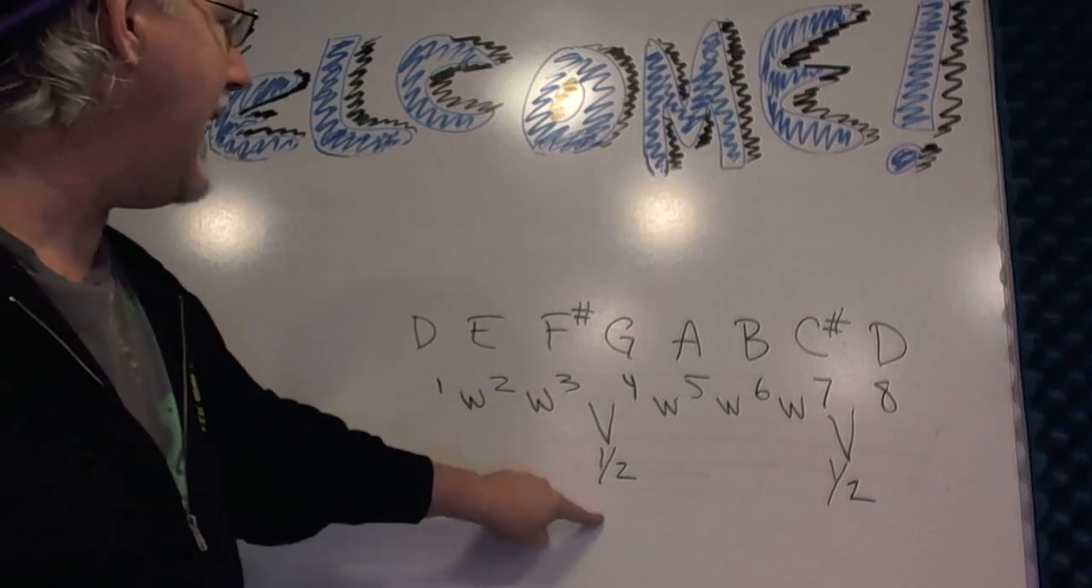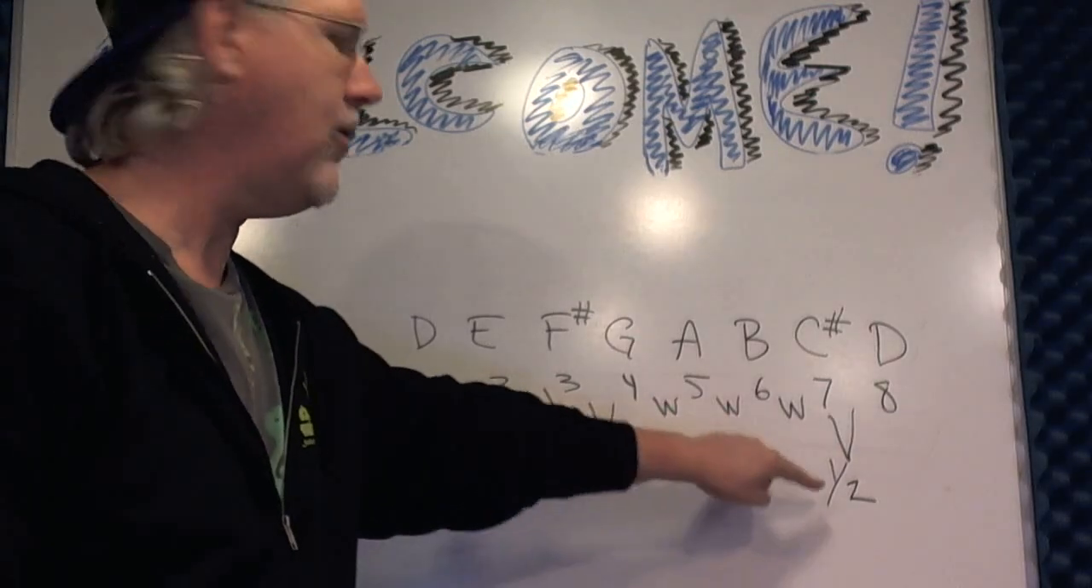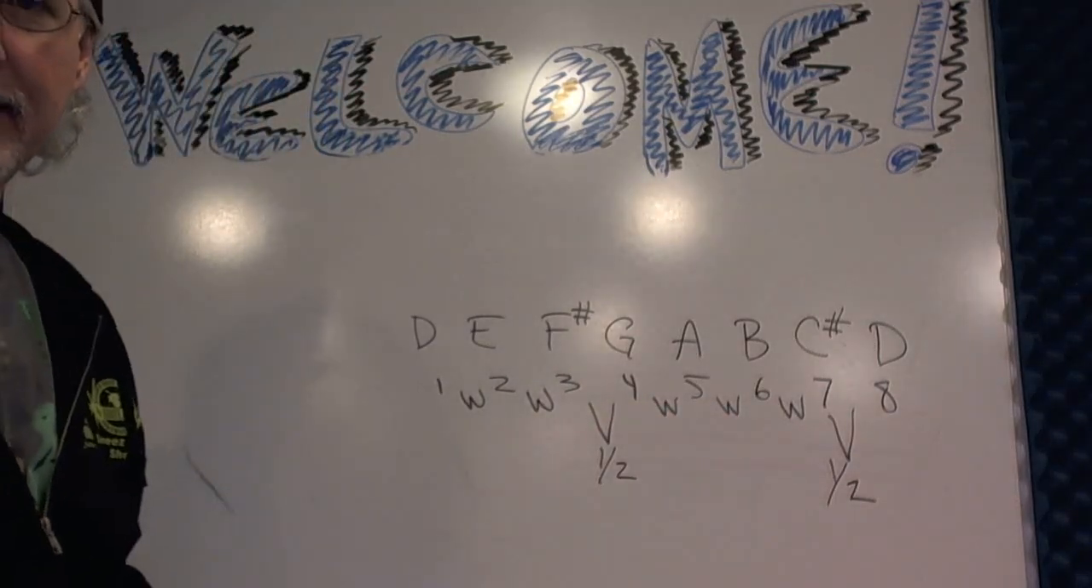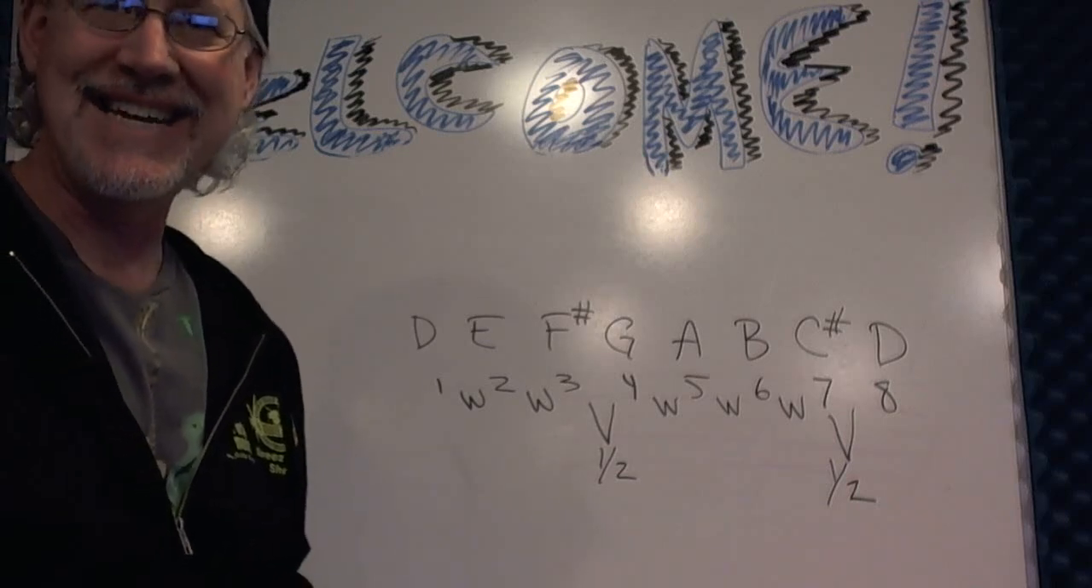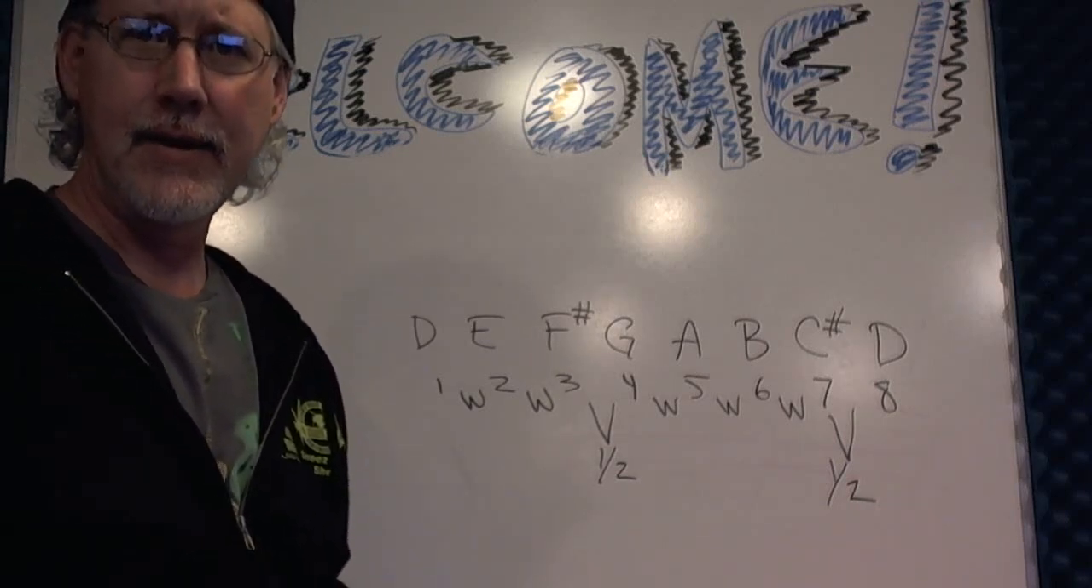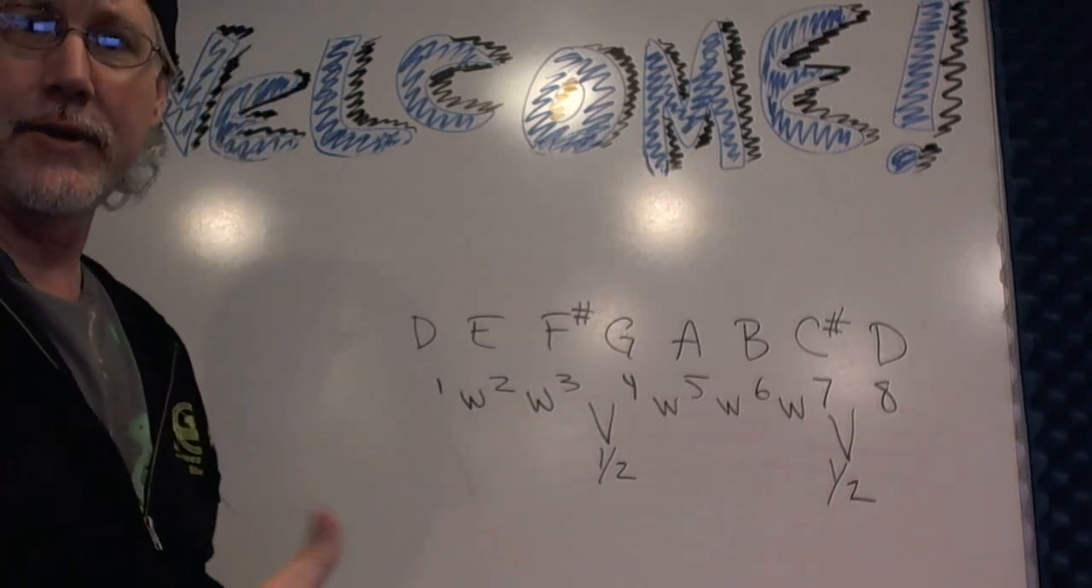Whole, whole, half, whole, whole, whole, half. So that gives us our D major scale right there. So that is how we build the major scale.